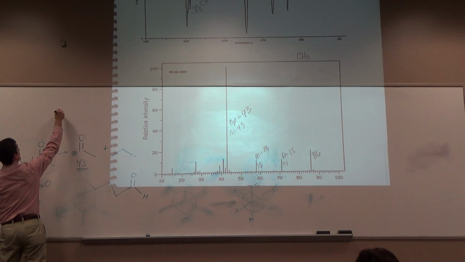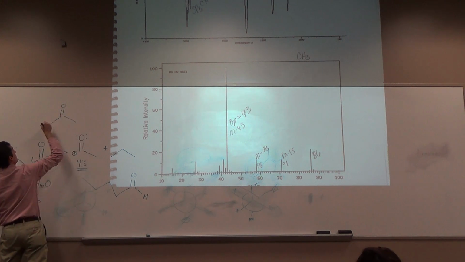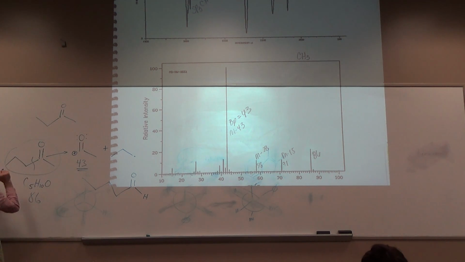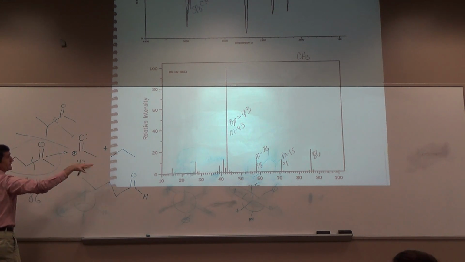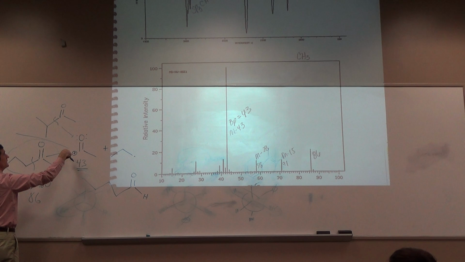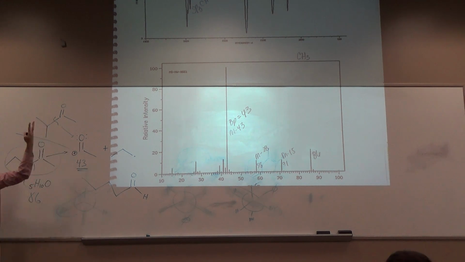What if it was instead that there? Isn't that the same formula? That's a constitutional isomer. It's 86. Cleave here to get an acylium plus an isopropyl radical, but that doesn't show up anyway. You still get the 43. IR you can't tell apart unless you're comparing a fingerprint. Saturated carbonyl.